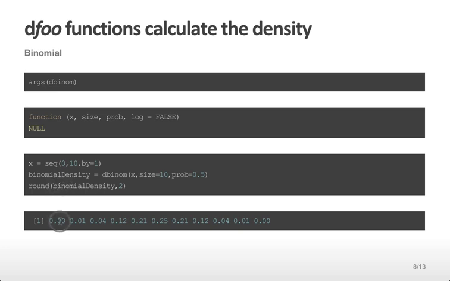Flipping 0 heads out of 10 coin flips when the coin is fair is again a very unlikely proposition, as is flipping all 10 heads. Meanwhile, values near the center, centering on 5, are much higher values of the density.